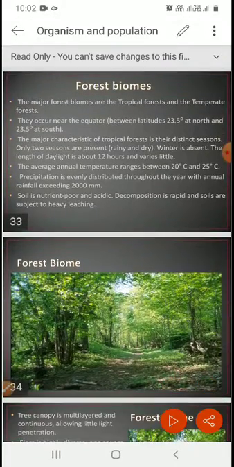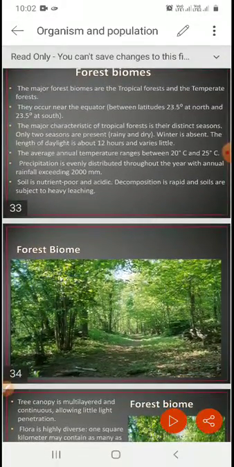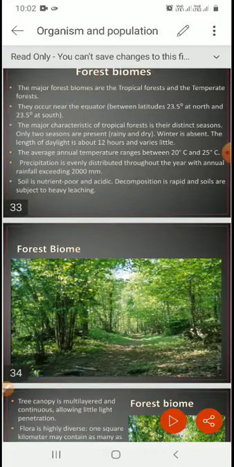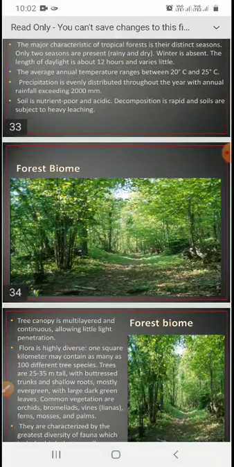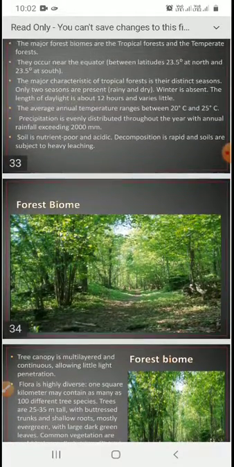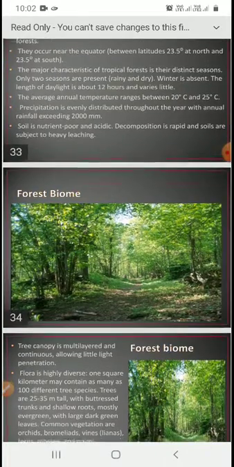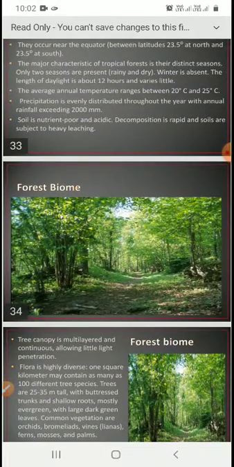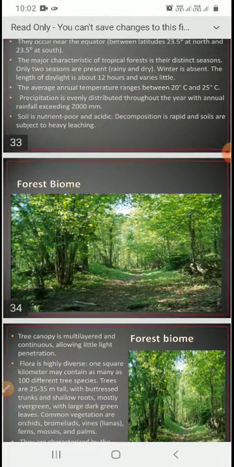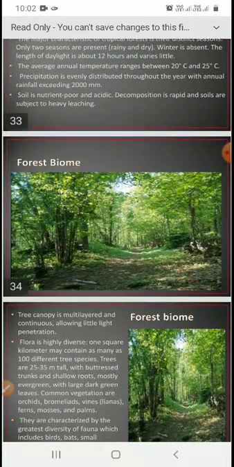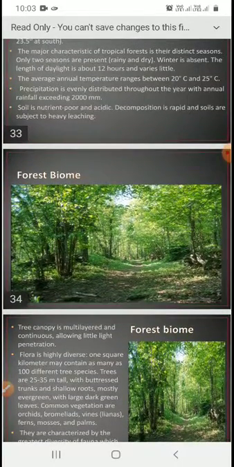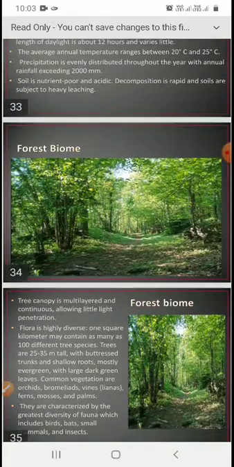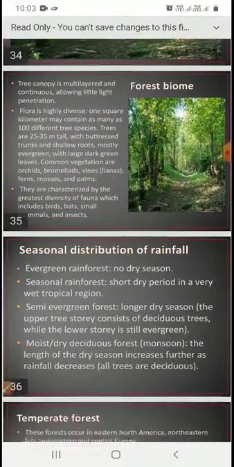Only two seasons are present, and winter is absent. The length of daylight is about 12 hours and varies. The average annual temperature range is between 20 degrees Celsius and 25 degrees Celsius. Precipitation is evenly distributed throughout the year, with annual rainfall of how much? 2000 mm. Soil is nutrient poor and acidic. Decomposition is rapid and soils are subject to heavy leaching. Okay, this is the forest biome.